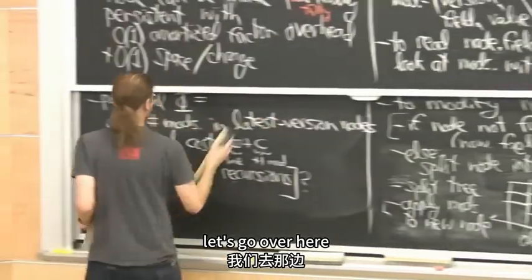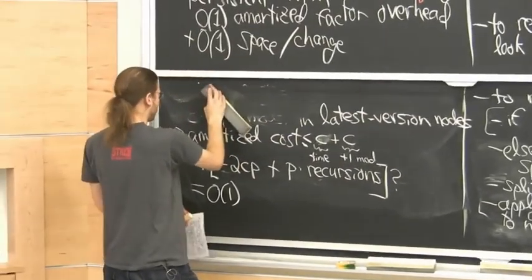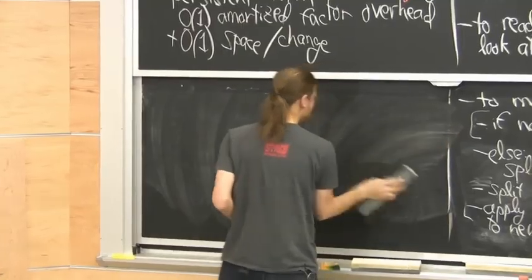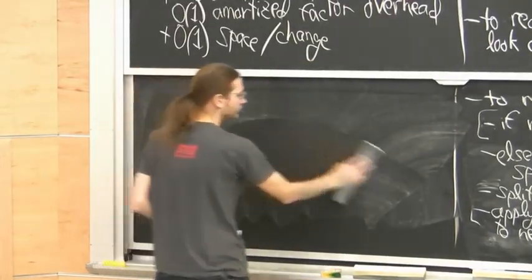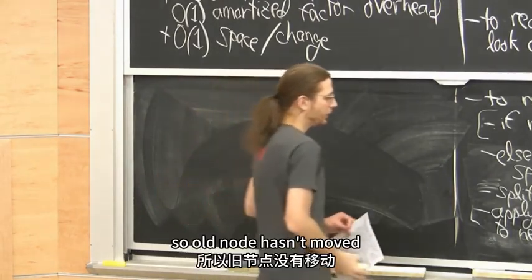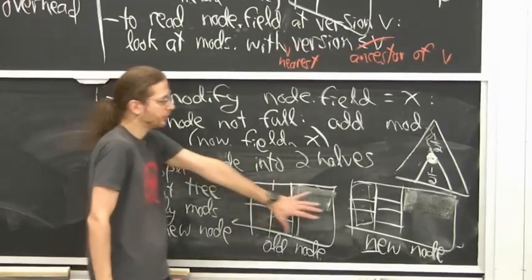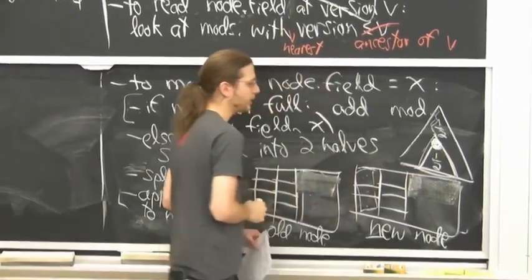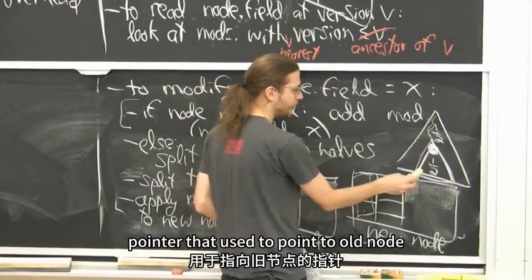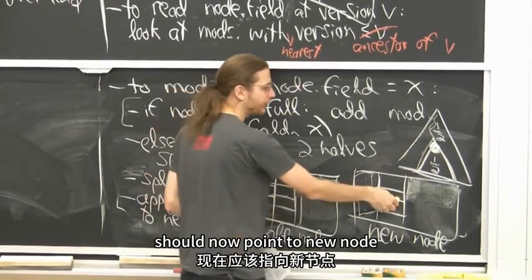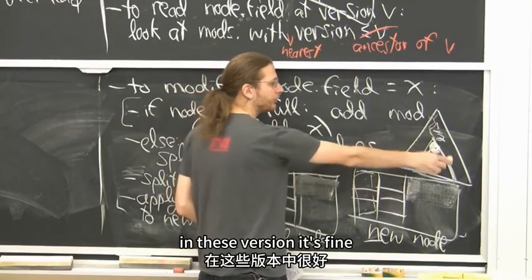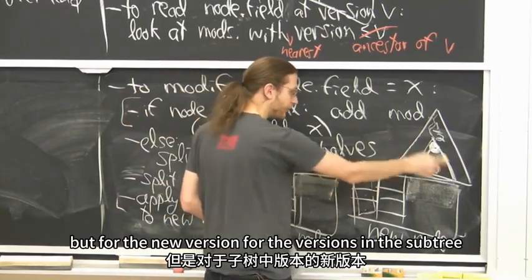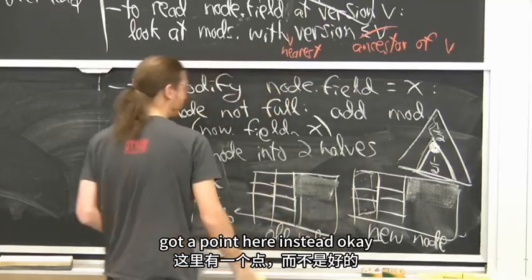So let's go over here. Old node hasn't moved, but this new node has moved. So for all of these versions, I want to change the pointer that used to point to old node so it now points to new node. In these versions, it's fine. It should still point to old node because this represents all those old versions. But for the new version, for the versions in the subtree, it's got to point here instead.